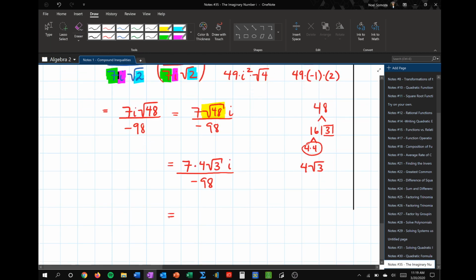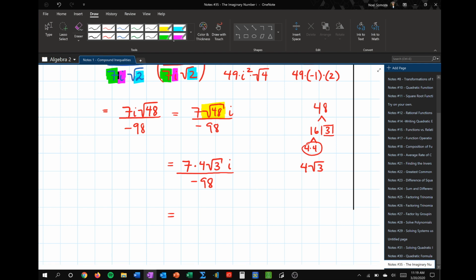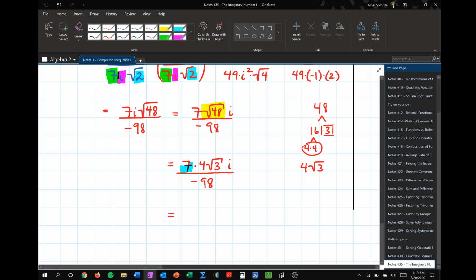Okay, so now, right, we go ahead and I can multiply whole numbers in my numerator. Now I have 7 and I have 4, right? These numbers are on the outside of the square roots. We can multiply them together. That becomes 28 square root of 3 I, all over negative 98.